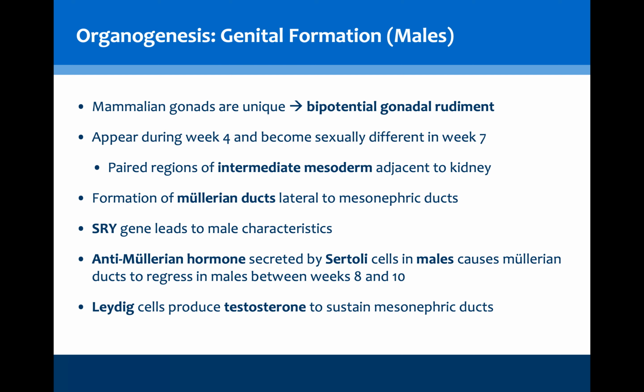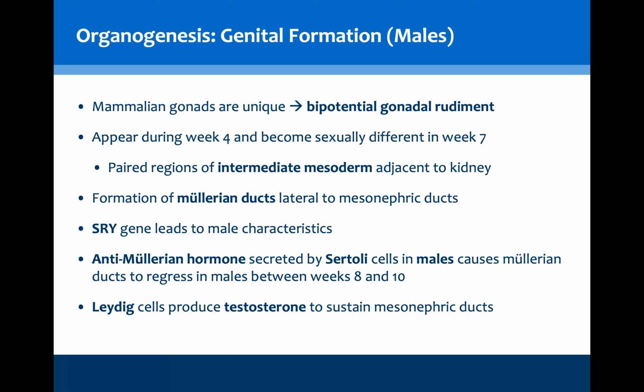Now, when considering the mammalian gonads, they are unique. They remain bipotential between weeks 4 and week 7. Paired regions of intermediate mesoderm adjacent to the kidney will begin to form the Müllerian ducts, just lateral to the mesonephric ducts. The SRY gene, the specific region of the Y chromosome gene, will lead to male characteristics.